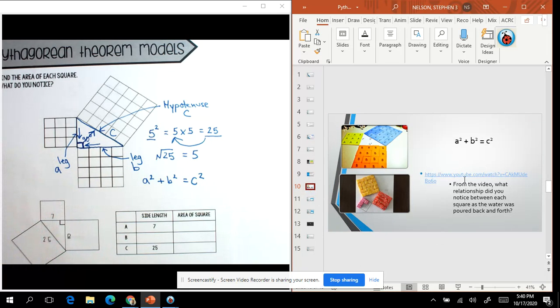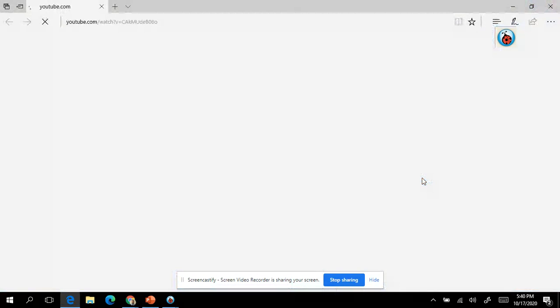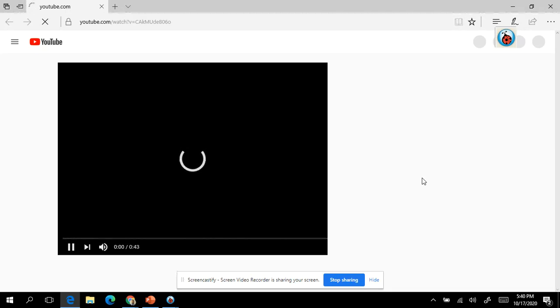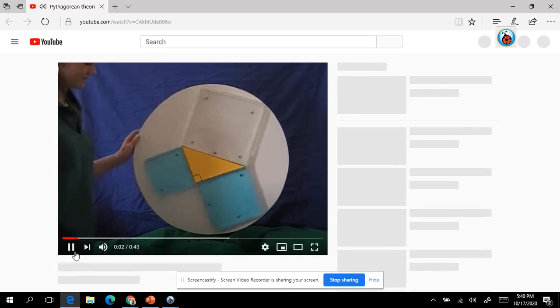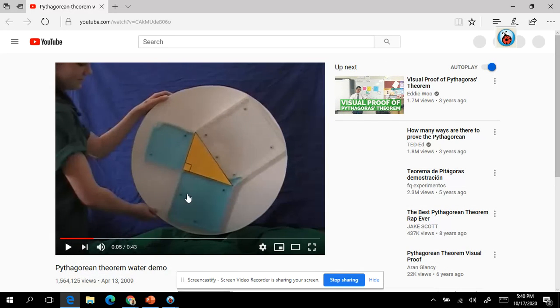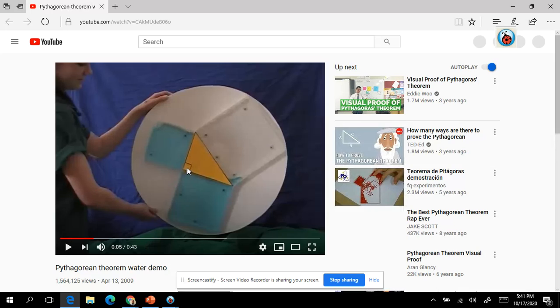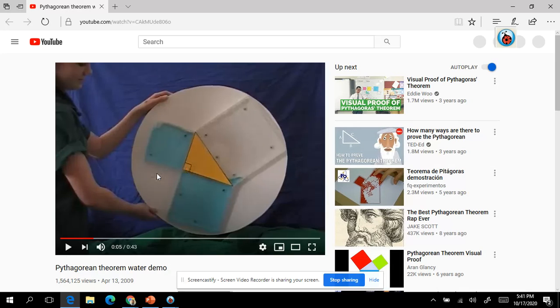So to put that in action, I'm going to show you a quick little video. If you are more of a visual person or more of a hands-on person, I have two diagrams for you. Notice in this video, I'm just going to pause it real quickly. This is our right angle, so opposite of it is going to be our hypotenuse. And the two legs are going to be these two sides. And these squares right here, which are filled with water, are the two legs. So let's see what happens when she pours the water into the opposite end.